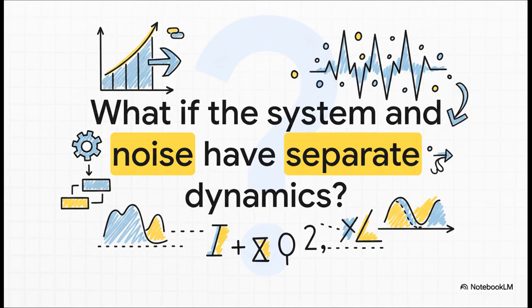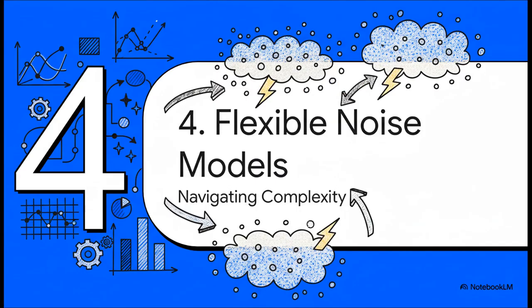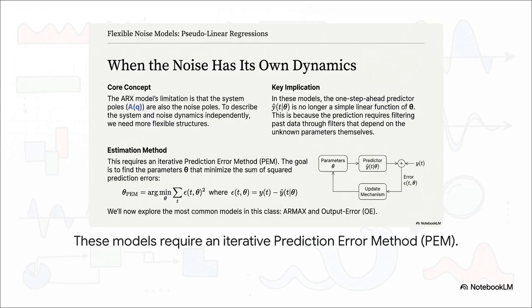Let's see what they are. All right, this next group of models is where we get the flexibility we've been looking for. These models let us describe the system's behavior and the noise's behavior as two separate things, which, let's be honest, is often way more realistic. But you knew there was a but coming, right? This flexibility comes at a price. We can't just do a single calculation anymore.